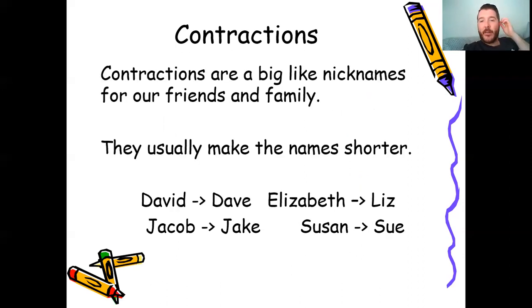So contractions are a bit like nicknames for our friends and family. They usually make the name shorter, don't they? So for example, if you had a David, you might call them Dave. And Elizabeth might become a Liz. Jacob becomes a Jake. Susan becomes a Sue. So we're contracting. We're giving our bigger words nicknames.